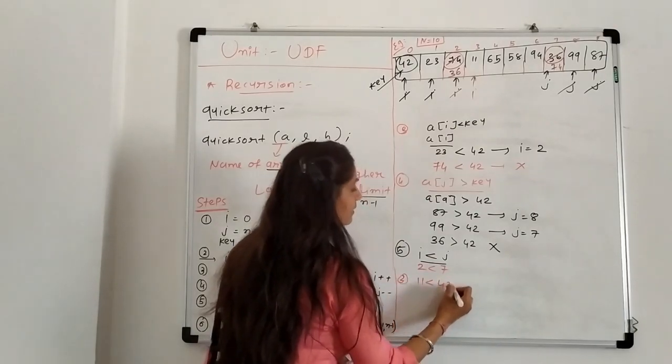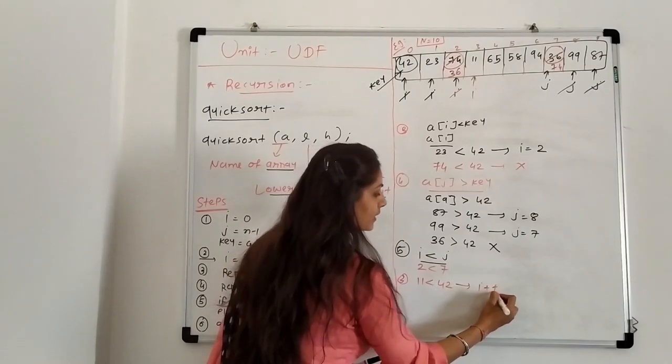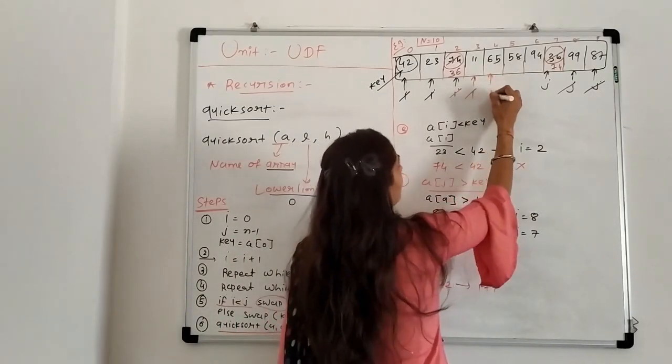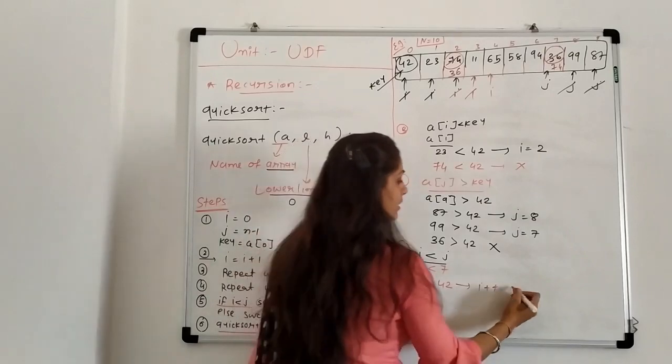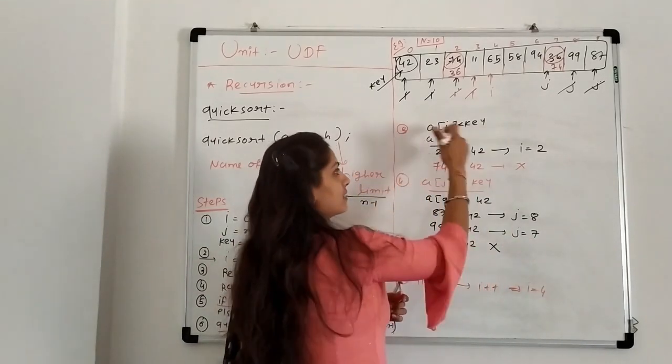11 is less than key, that is 42. Yes. If the condition is true, then i is incremented. So i jumps onto the 4th number position. That means i becomes 4. Again repeat this process. This is again a loop.